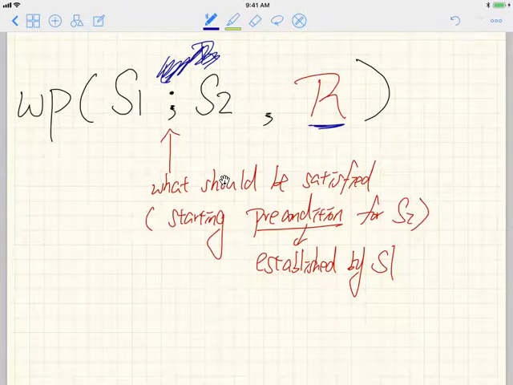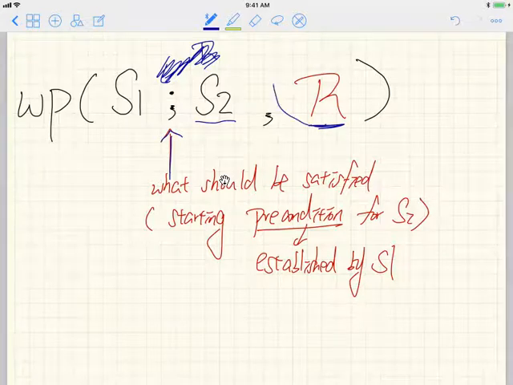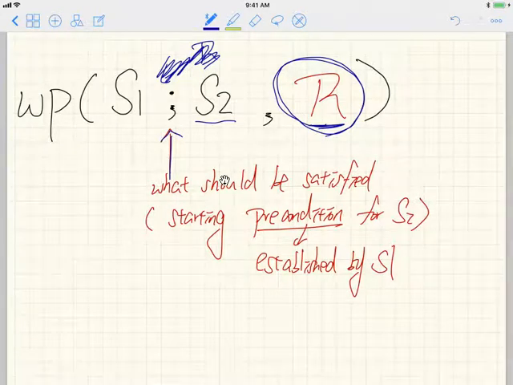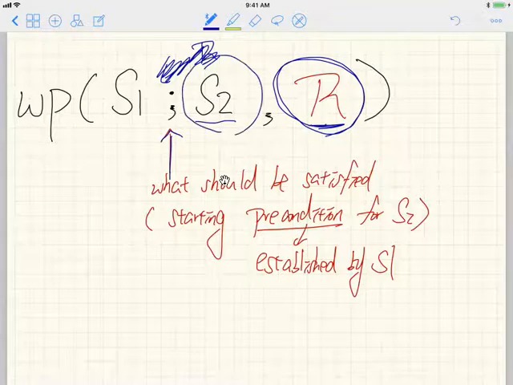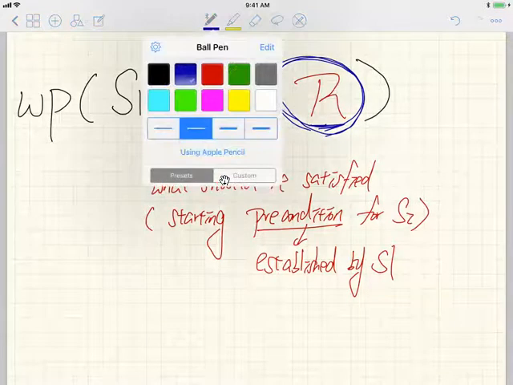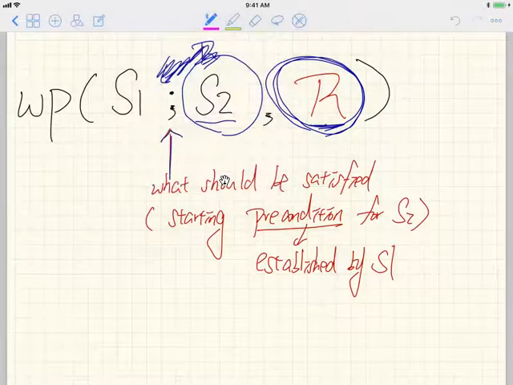Now think of this. This is the starting point for S2. Upon termination of S2, we want to establish R, right? Let's just forget about S1 for now. If you forget about it, what's going to be the condition for S2 to establish R? We know that, right? It's WP. So now over here, let me just say what this condition should be.